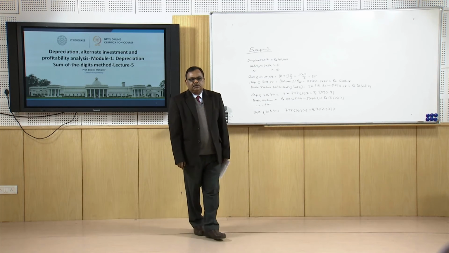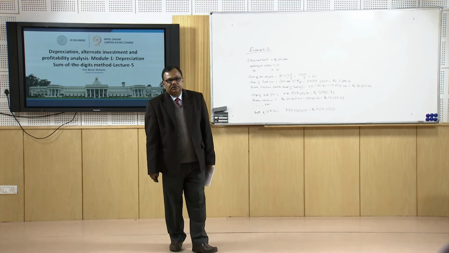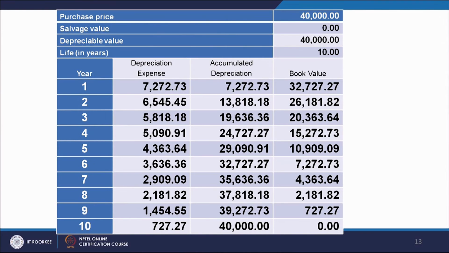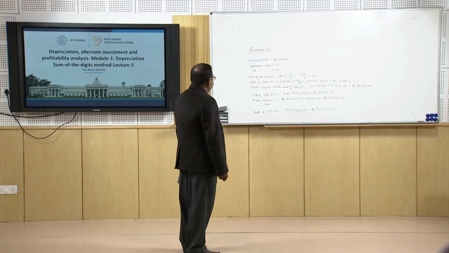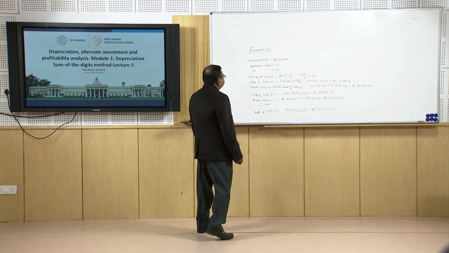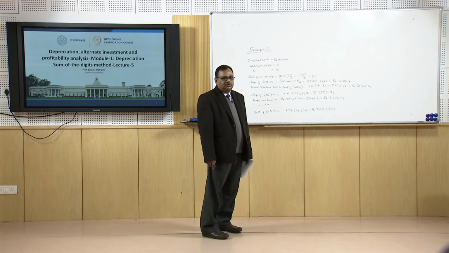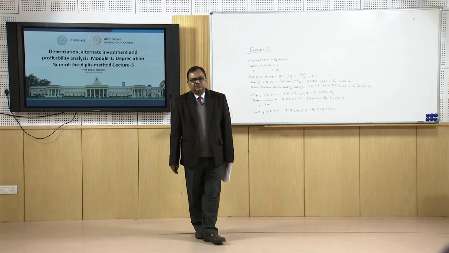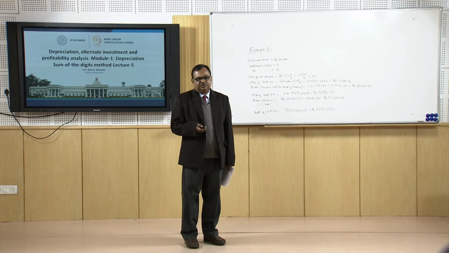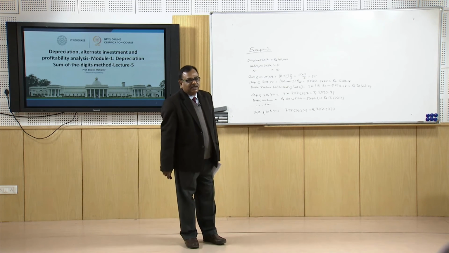Now, this is the table which shows the depreciation up to the 10th year, and we see that the total or cumulative depreciation is 40,000 and the salvage value has decreased to 0. So, the sum of the years digit method can be applied for 0 salvage value as well as positive salvage values. Now, let us see example 3.